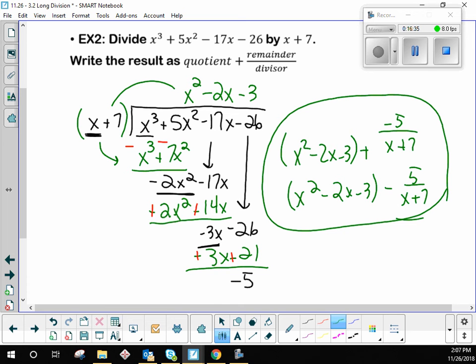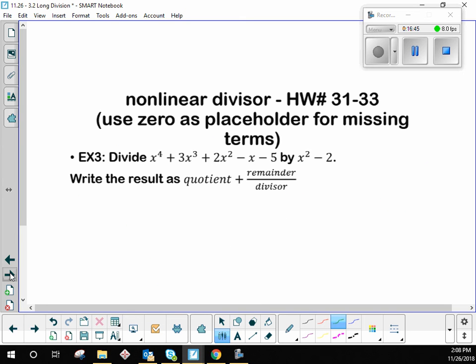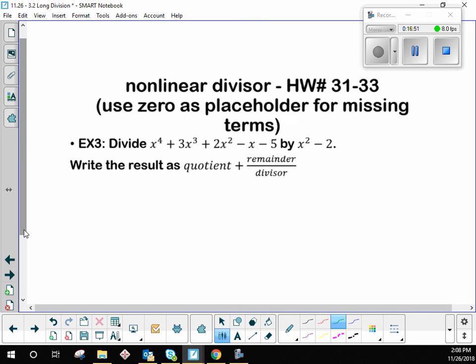All right, we got one more problem to talk about. These problems right here, if you notice the title, those were for linear divisors. And that very last example problem, it's nonlinear. It's a quadratic. And then there's this hint here in the parentheses. It says, use 0 as a placeholder for missing terms. That is not a requirement.